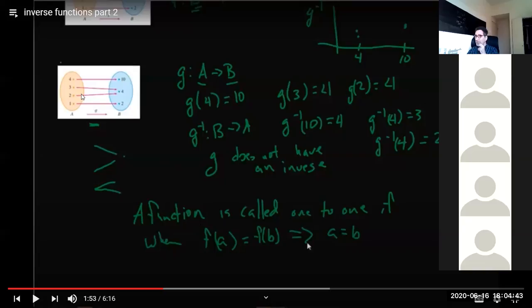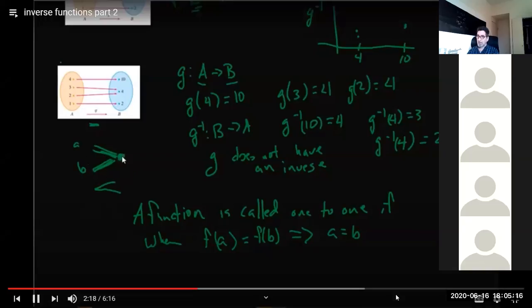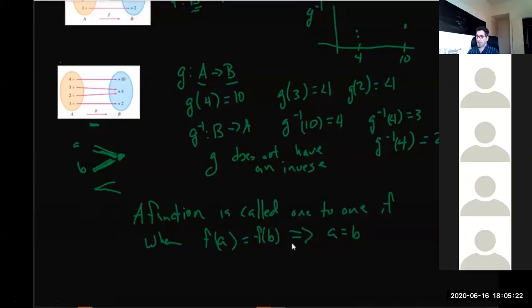Is that clear? So 1 to 1 means that you don't get this kind of action where two things go to 1. In other words, you can't have two separate things, A and B, going to the same place. So this is called 1 to 1. If it's 1 to 1, you don't have that. The only way that A and B can both go to the same place is if A is actually equal to B. That's what this says. If f of A equals f of B, then A actually has to equal B. So that's called 1 to 1.